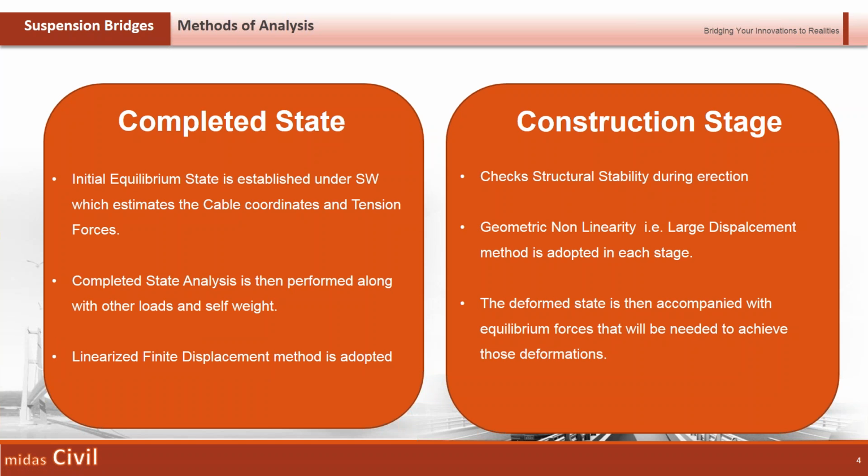The second step in suspension bridge analysis is to do a construction stage analysis. Construction stage analysis usually checks the structural stability during erection, and during erection there is a lot of large displacement because of the hangers and the catenary action of the cables, right? So we need to do large displacement analysis, and for that we have to consider geometric nonlinearity for each stage in the construction stage analysis. The deformed state will then be accompanied by the equilibrium forces needed to achieve the large deformations. So this is a brief about completed state analysis and construction stage analysis.